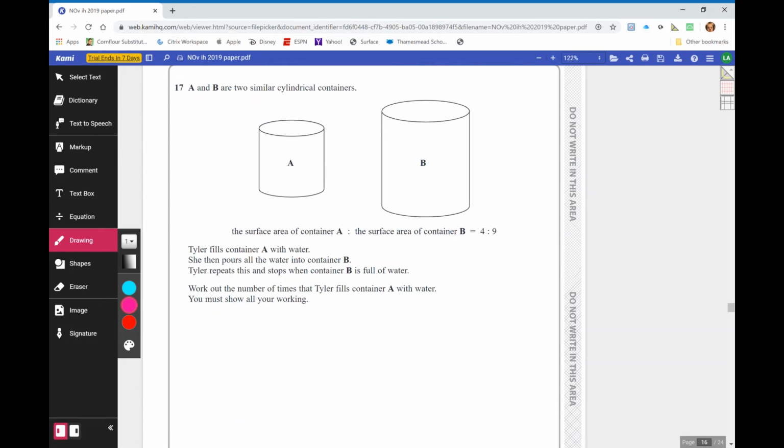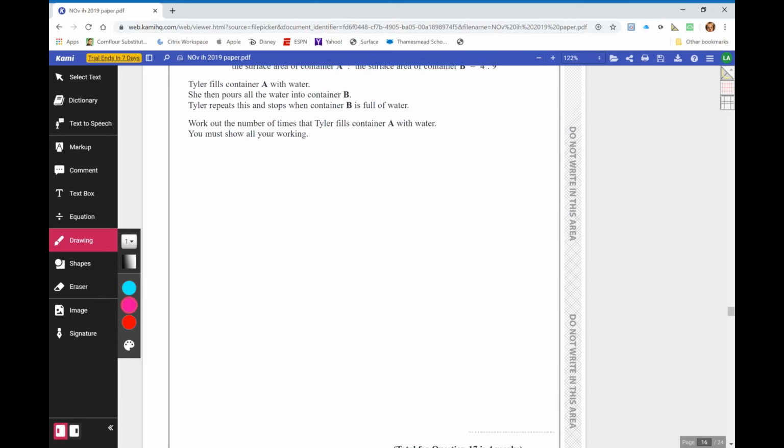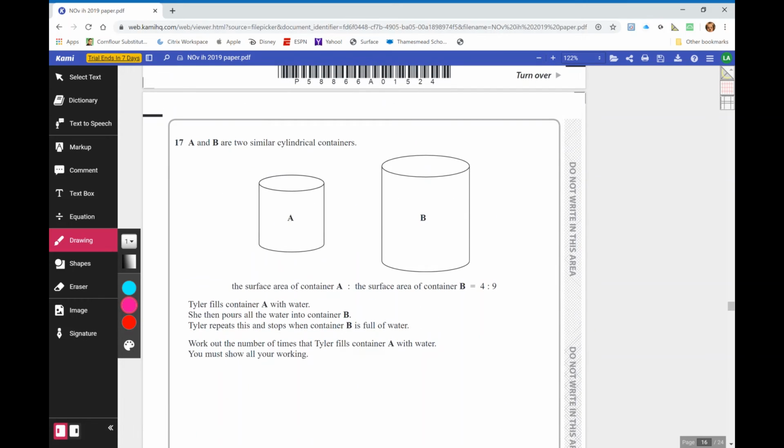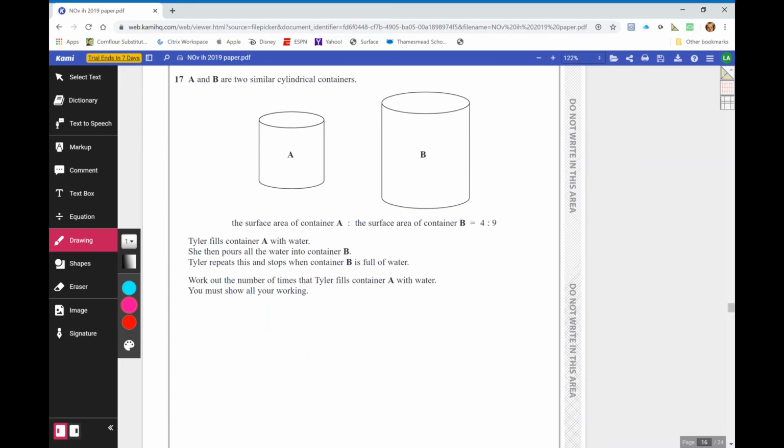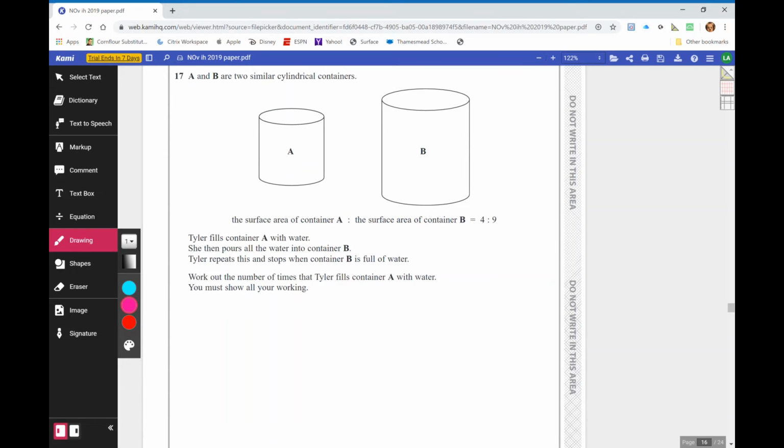Okay, similar cylindrical containers. Now for this, people might think, oh, I need the formula for a cylinder. You don't actually, because this is all about the scale factors. So the surface area of container A and the surface area of container B is 4 to 9. Now, so that gives you the area scale factor for 9. Now, if I want to find the linear scale factor, I would have to square root it.